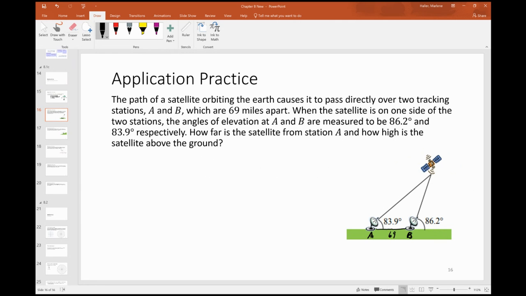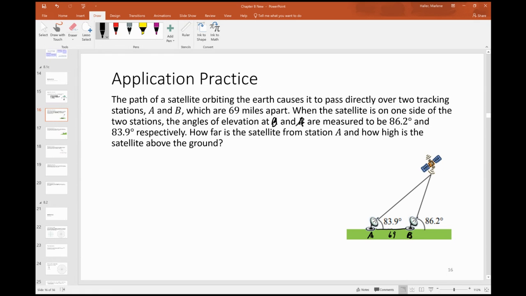When the satellite is on one side of the two stations, the angles of elevation at A and B are given here. The angle of elevation for A is 83.9, the angle of elevation for B is 86.2. Actually, I think this is written in wrong. They should be switched. Doesn't matter. The diagram's what we're going to use.